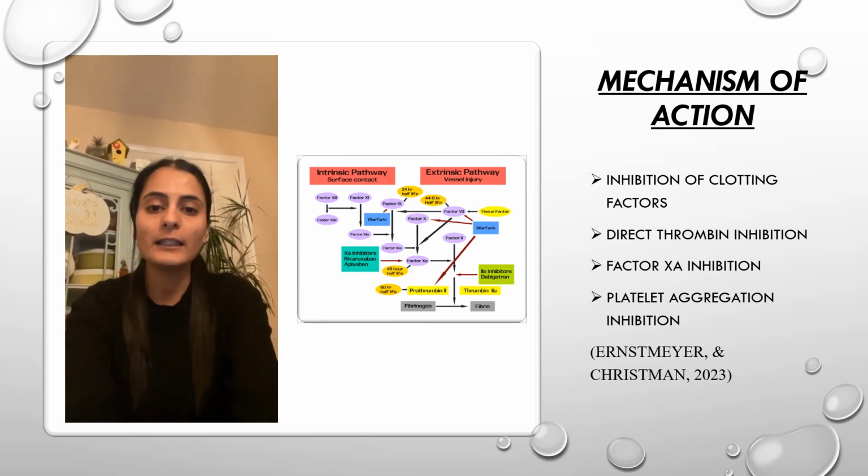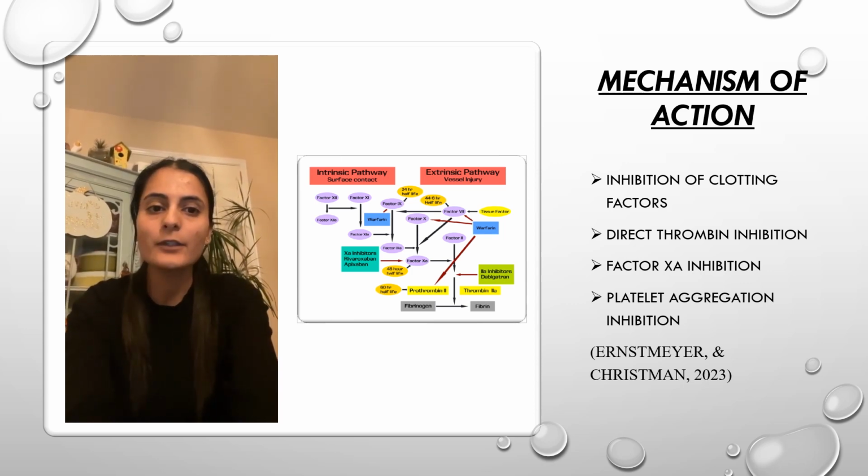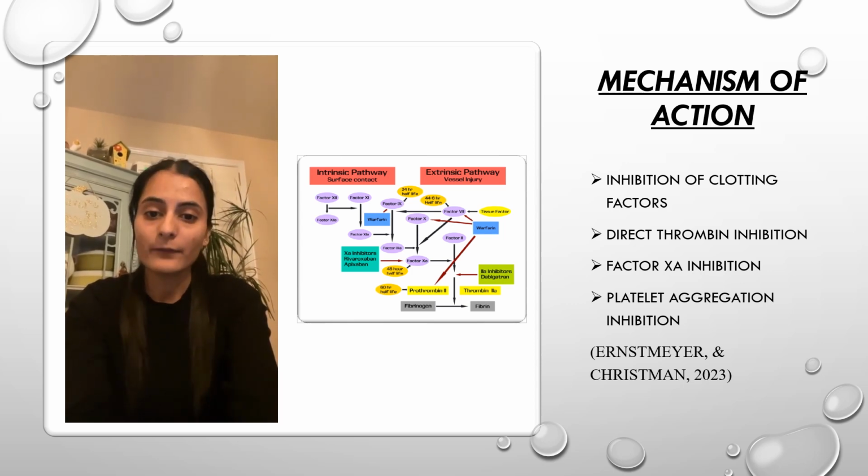So first of all, inhibition of clotting factors: drugs such as warfarin inhibit clotting factor production by interfering with vitamin K. This reduces the levels of clotting factors 2, 7, 9 and 10, which slows down the blood clotting process.